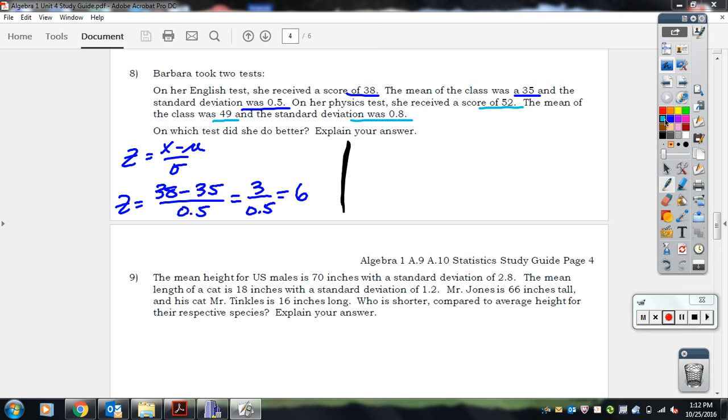Let's do now the physics test. Again, the z-score is her element, 52, minus the average, which is 49. So she was 3 above also. The difference is the standard deviation was 0.8. So it's 3 divided by 0.8, which is approximately 3.75, which is also very good. She did very well on both of them, but she did much better on the English test because she was 6 standard deviations above, as opposed to just 3.75 standard deviations.